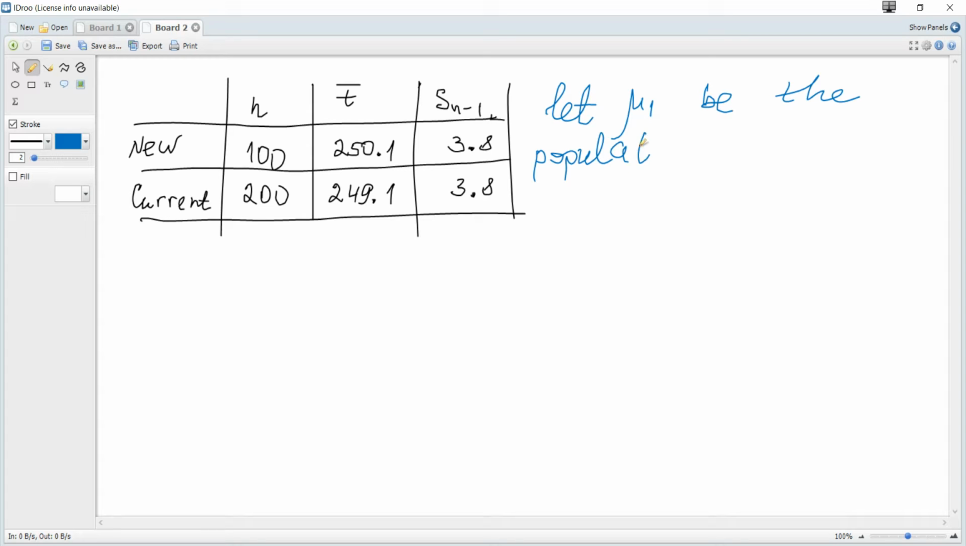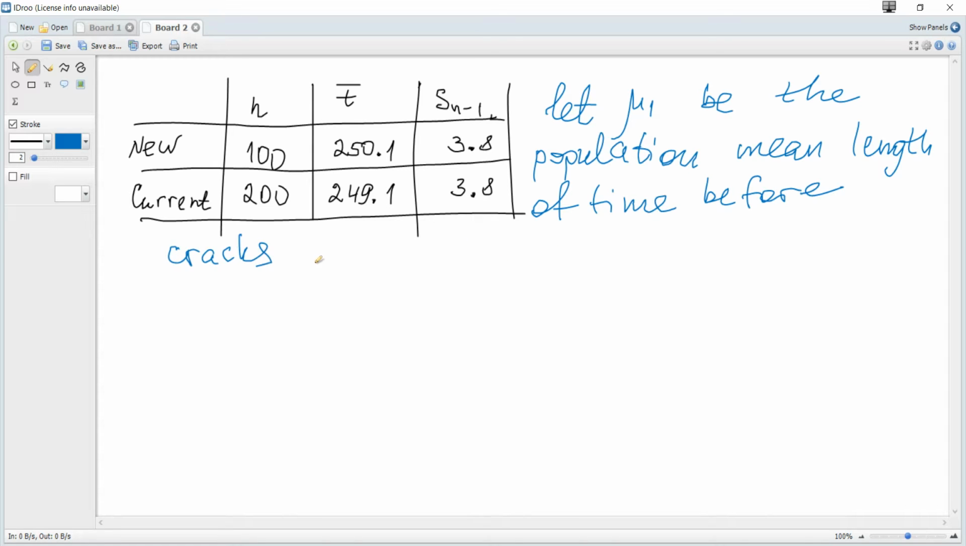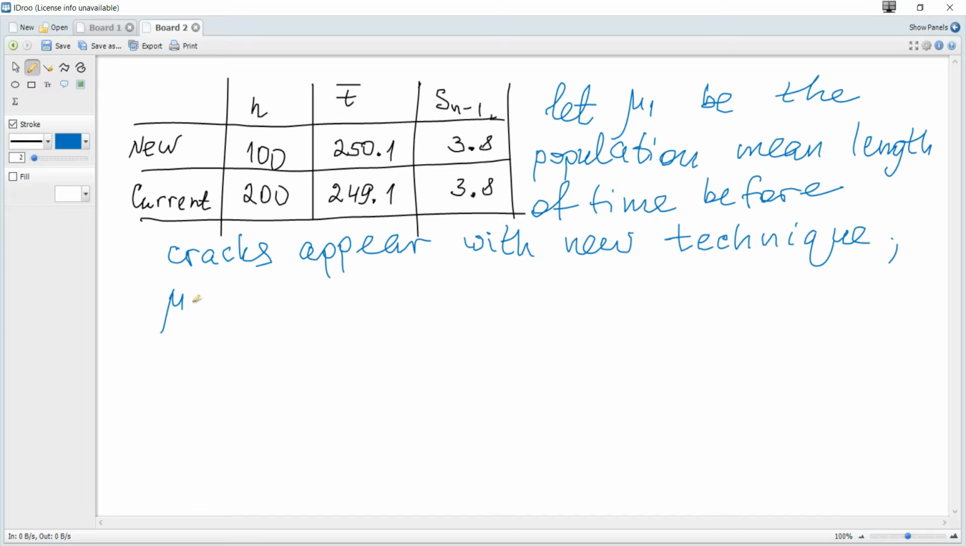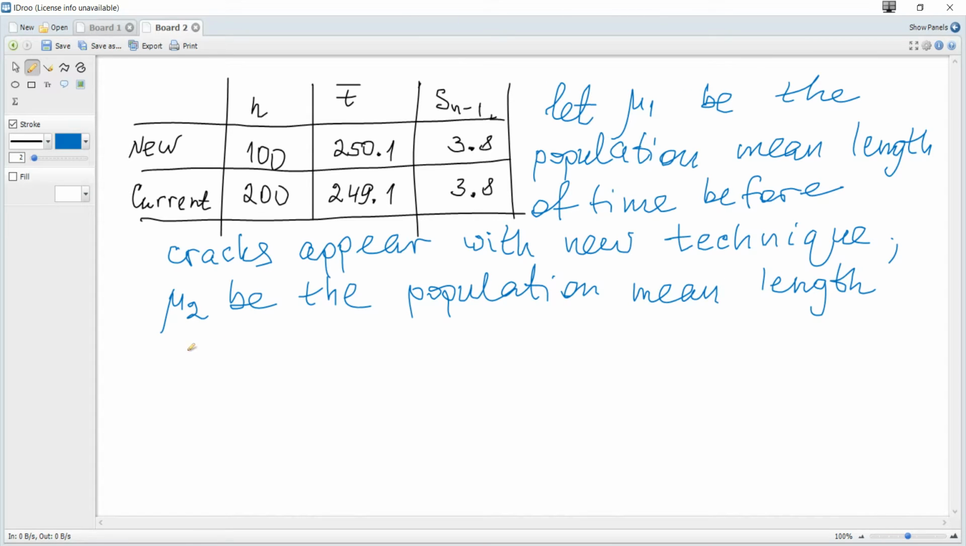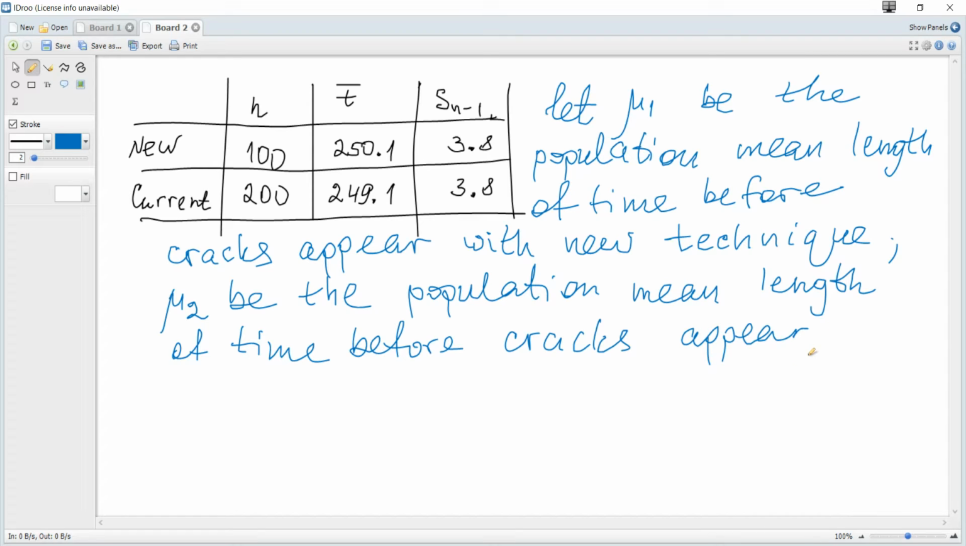Let mu1 be the population mean length of time before cracks appear with the new technique, and then mu2 be the population mean length of time before cracks appear with the current technique.